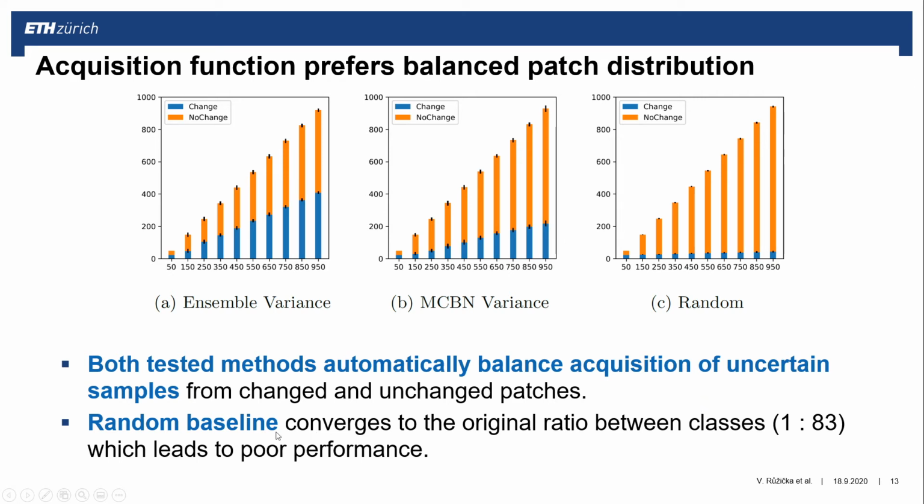And in comparison, we show the random baseline approach, where basically it is matching the original ratio in the original dataset between these two classes, which was 1 to 83. And so the added samples are not really representative of what we would like to add.